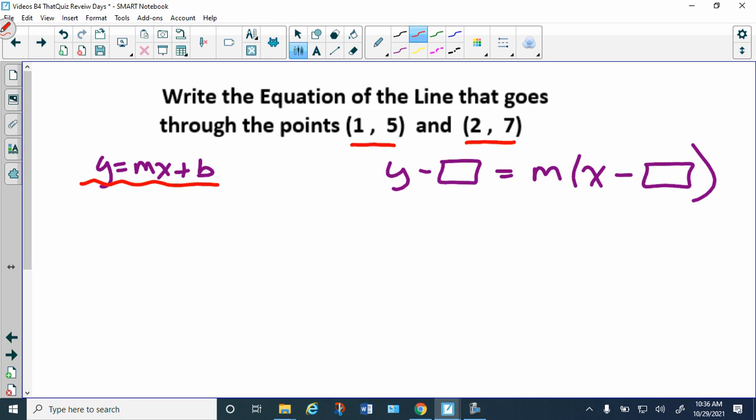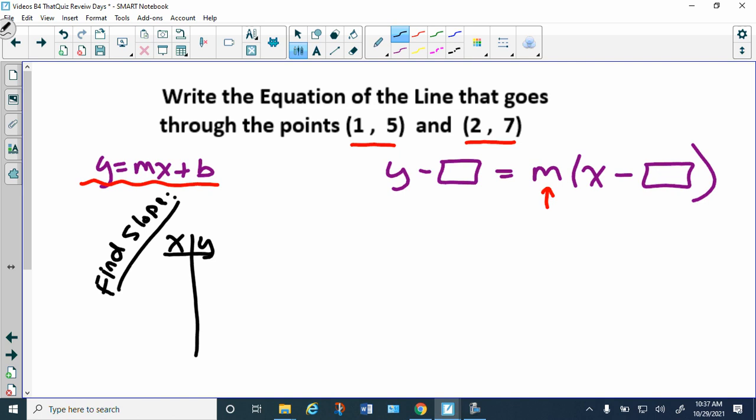So here we're going to need to find the slope first. To find the slope, we're going to take these 2 points and throw them into a table. So when we look at this point right here, we know 1 comma 5 is the same thing as putting a 1 here for the x value and a 5 for the y. Same thing when I look at the point 2, 7. I know that's the same thing as putting a 2 here and a 7 here.